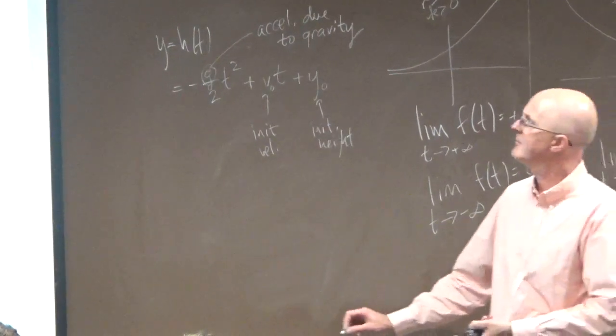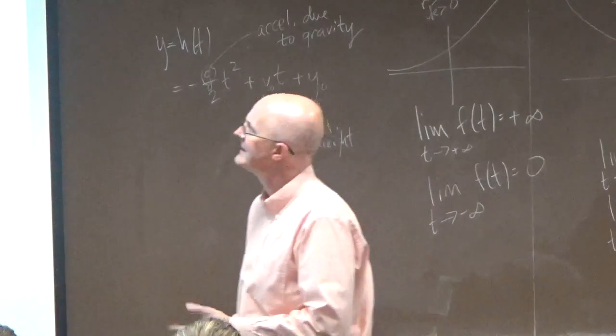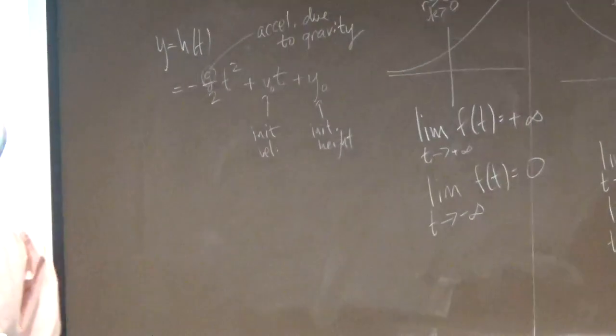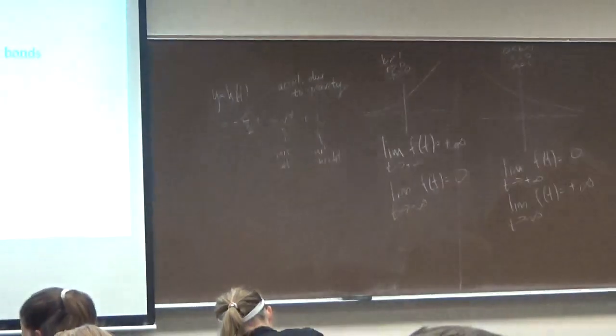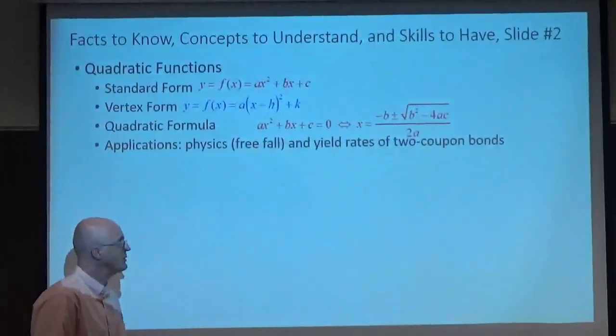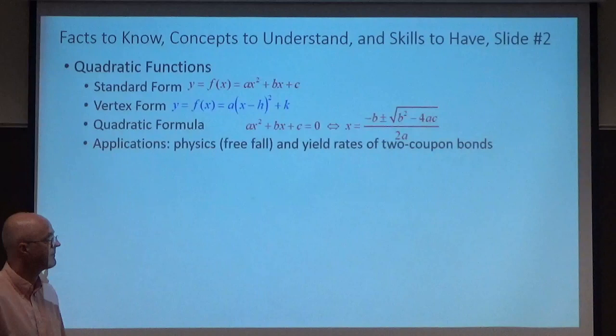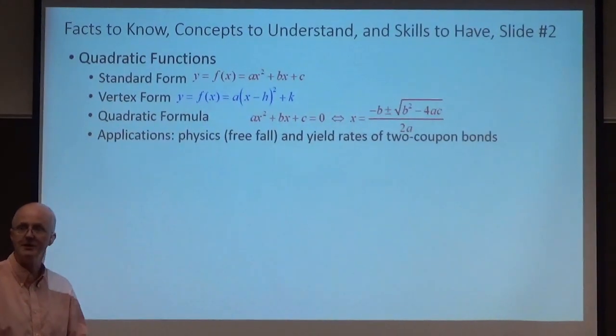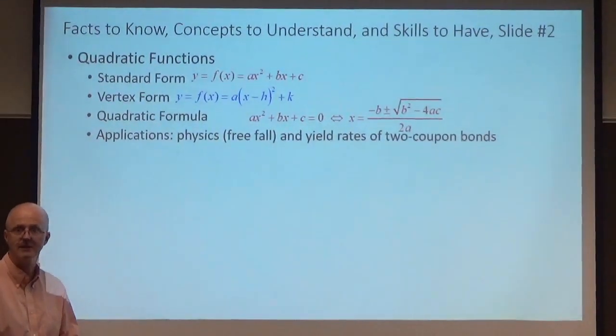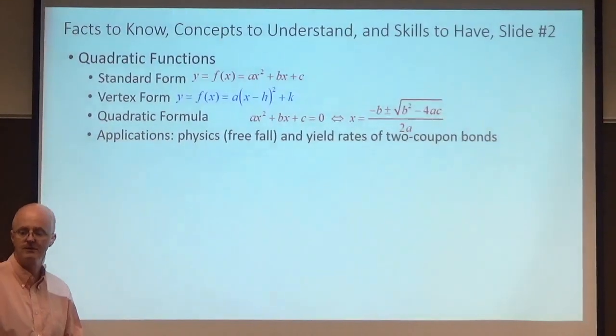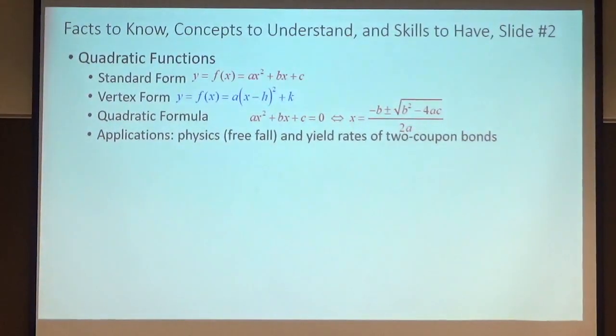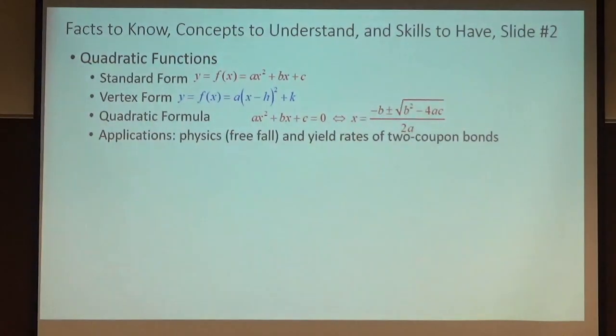As far as the two coupon bonds, I didn't really explain those in as much depth as might be helpful because I didn't have time. But probably if I do ask you for a yield rate for a two coupon bond, I give you the equation you need to solve, and I'll just be testing can you use the technology to solve it. Use the quadratic formula, or maybe graph it and find the intercept. Okay? Since I didn't have a ton of time to explain the idea of a bond.